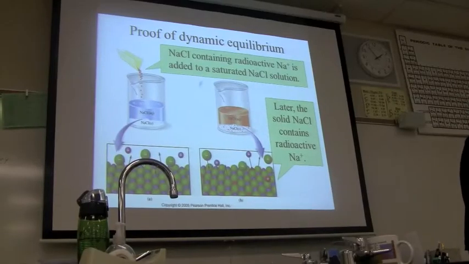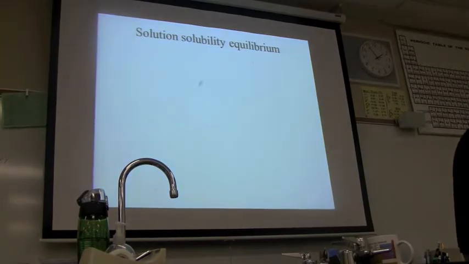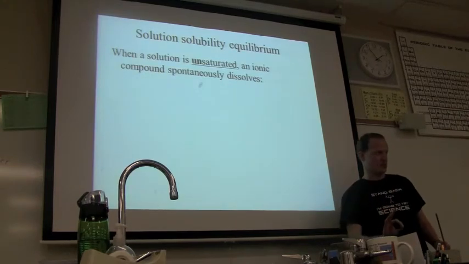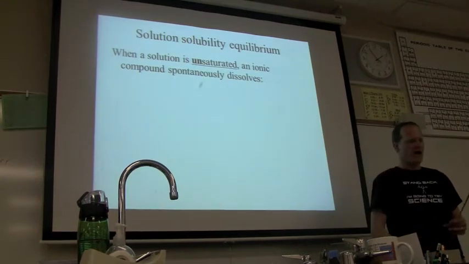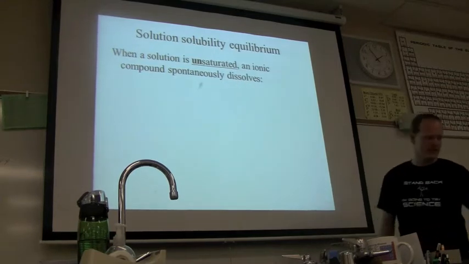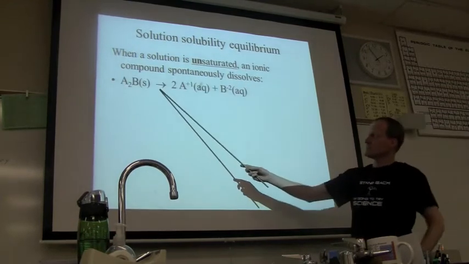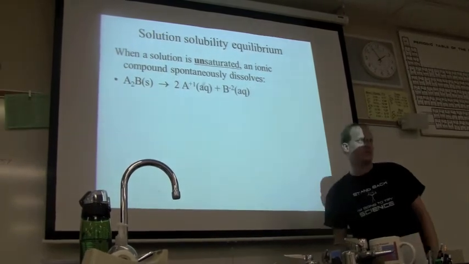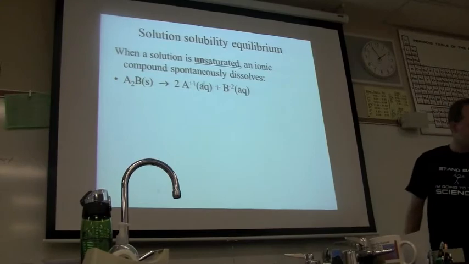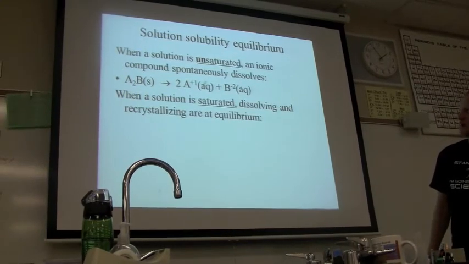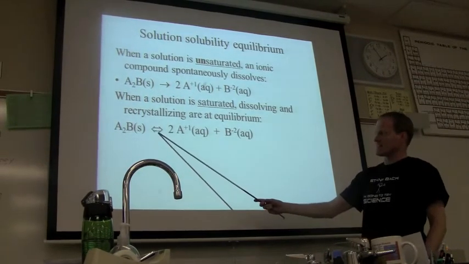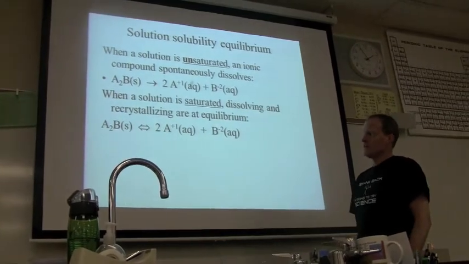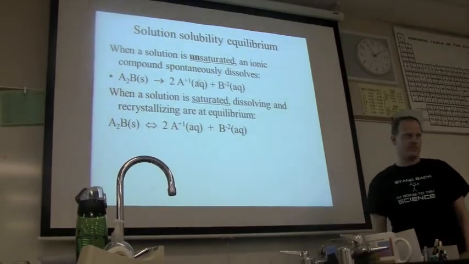Now, in order to understand solution equilibrium, remember that when something is unsaturated, that's not equilibrium. Unsaturated means that you can still get stuff to dissolve. So notice I'm going to use this kind of arrow if it's unsaturated, because if I put in a solid, it dissolves one way. Only when it's saturated do I start thinking this is equilibrium. Okay? Everything else in the reaction looks the same.